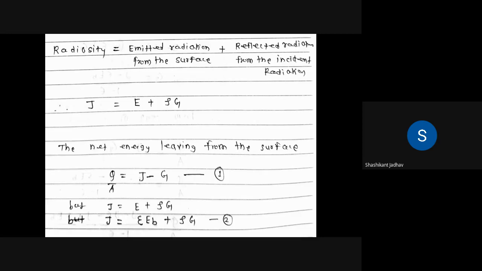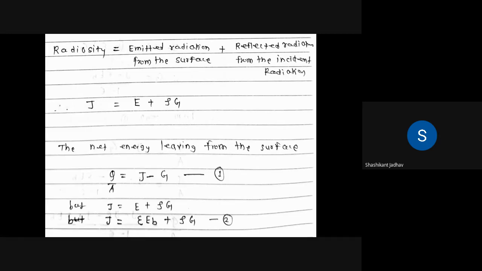Suppose we consider the total radiation leaving the surface to be 100, and the energy coming into the surface to be 50. So what is the net energy leaving from the surface? That is 100 minus 50. That 50 is nothing but the net energy leaving from the surface. So according to this concept, we have to write down the equation. What is the unit of J? That is watt per meter square. What is the unit of G? That is watt per meter square.